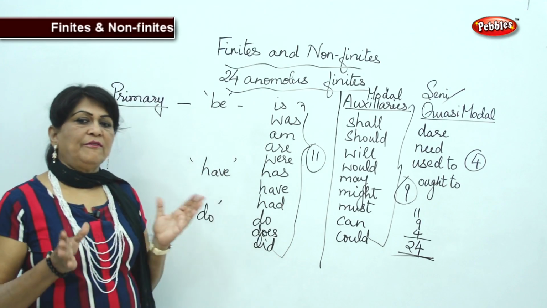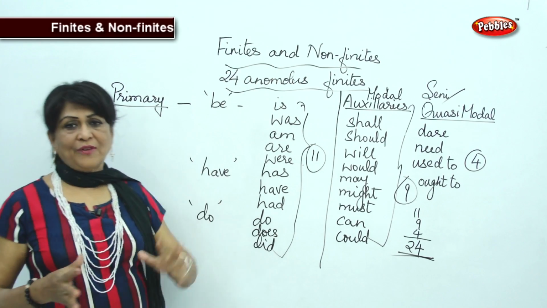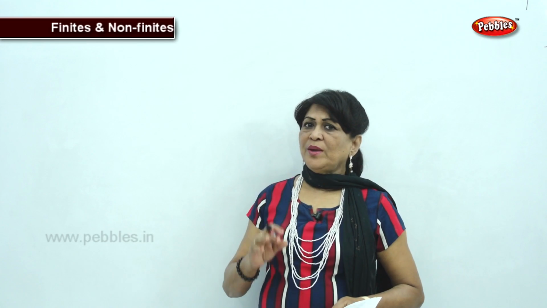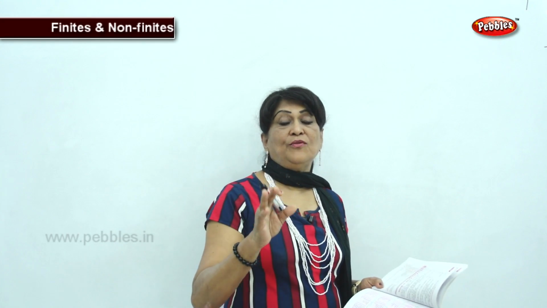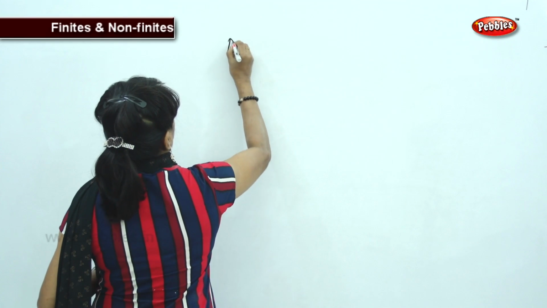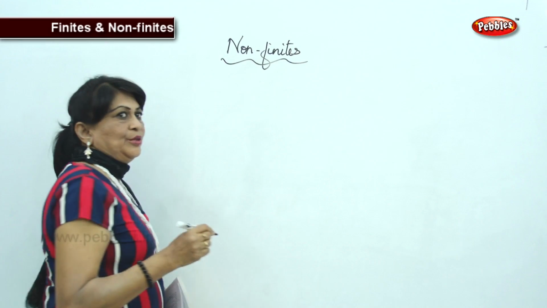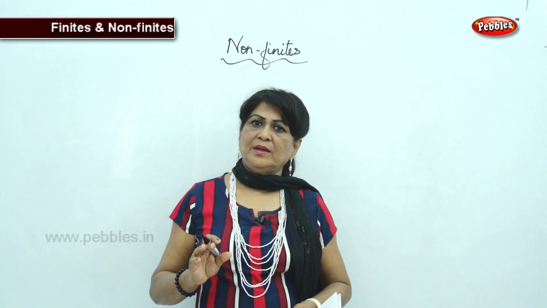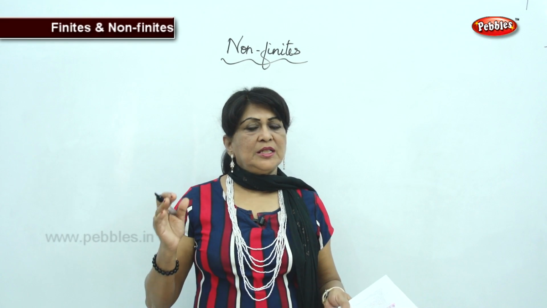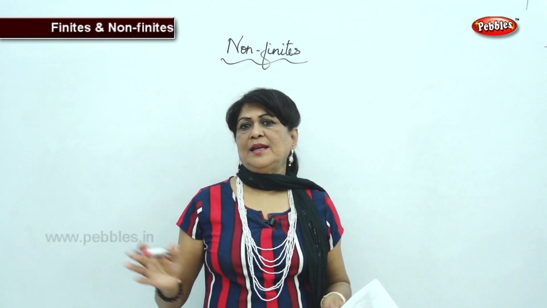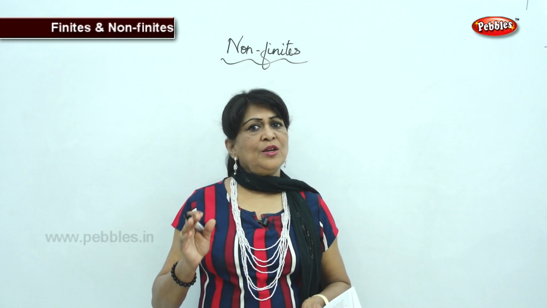Now let us see what non-finites are. We just saw the finite verbs and the anomalous finites, and there are 24. Now we are going to see the non-finite verbs, which are mainly what you have in your syllabus. What is a non-finite verb? That is a verb which is not determined by any time limit. It does not have any time constraint. That is why it is called a non-finite.